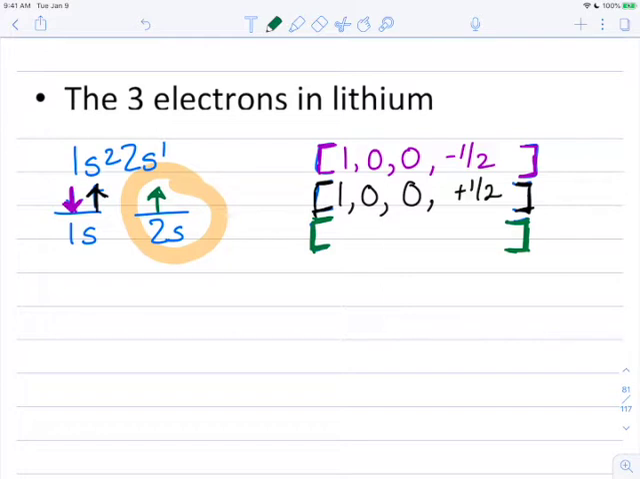All right, excellent. And so I saw some good suggestions in the chat box there. So 2 for the second energy level, 0 because it is an s orbital, 0 because there's only one type of s orbital. And then I have a plus 1/2, but you could easily have a minus 1/2 if you wanted to draw this a different way. So that will work as well. Any questions on any of these? All right, so let's try our next one.